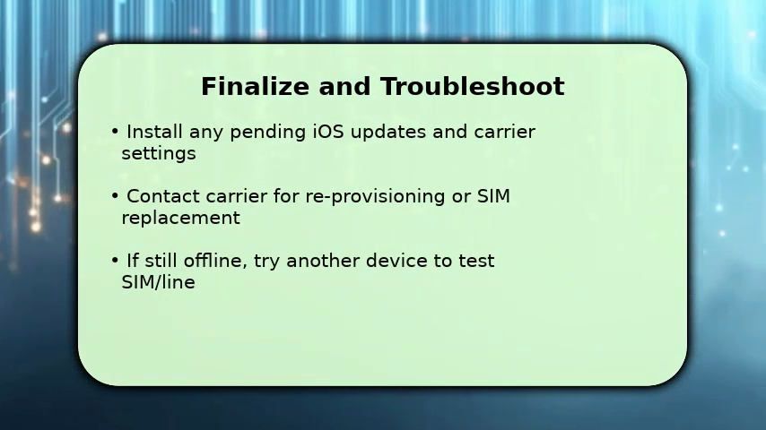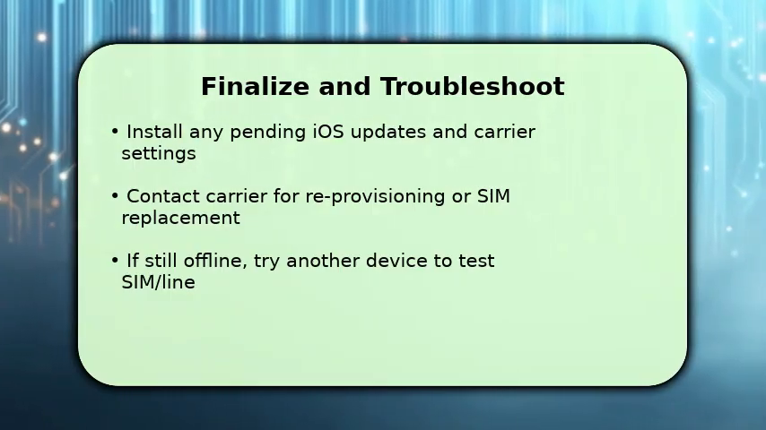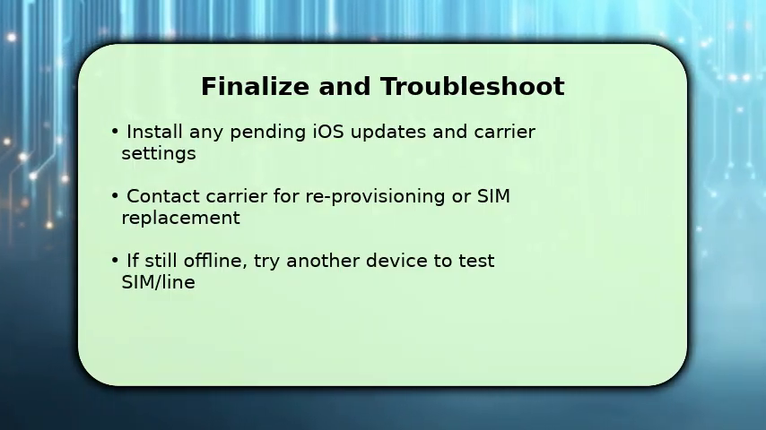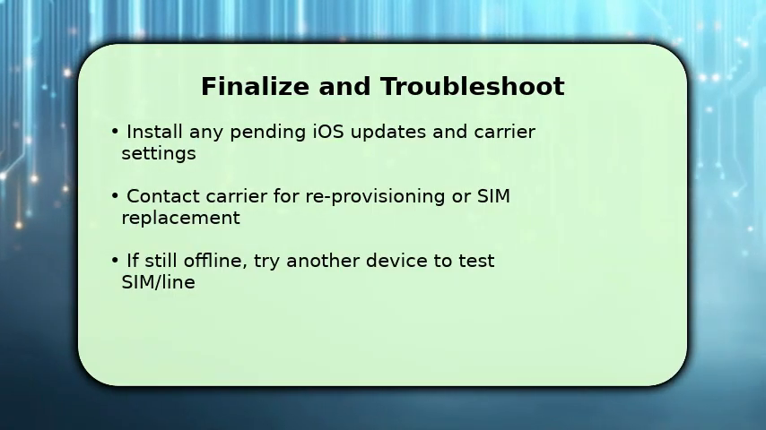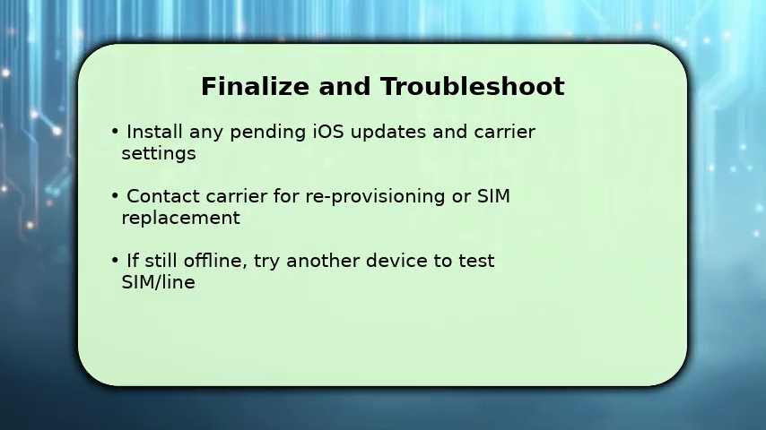Once installed, restart and confirm signal bars and ability to call or use data. If the issue persists, call your carrier to request reprovisioning, IMEI unlock, or a replacement SIM. Explain the steps you already took.